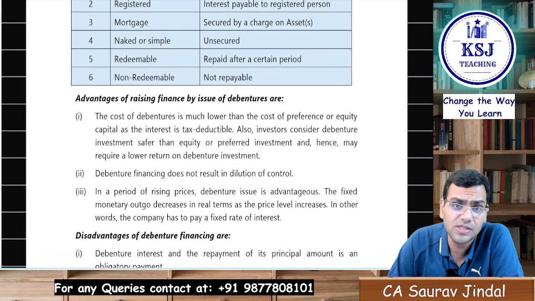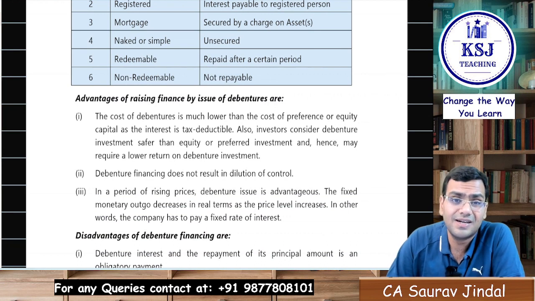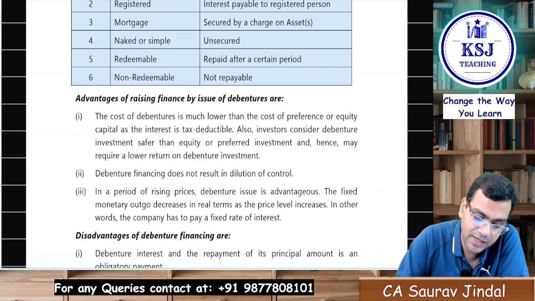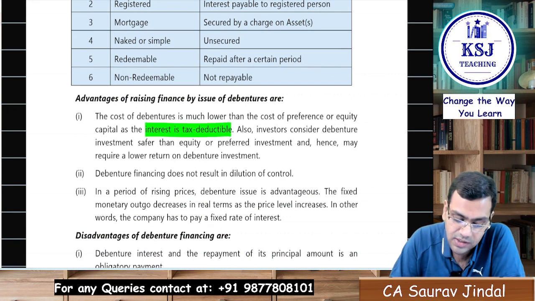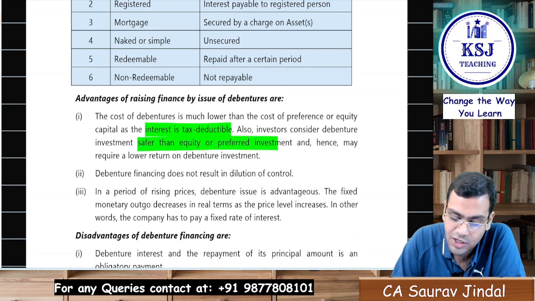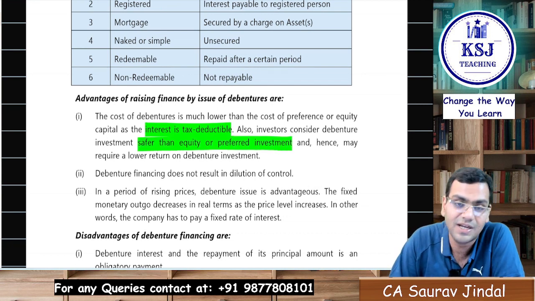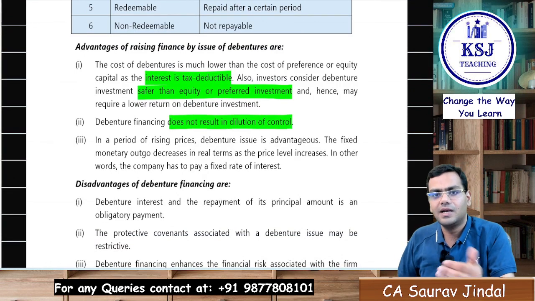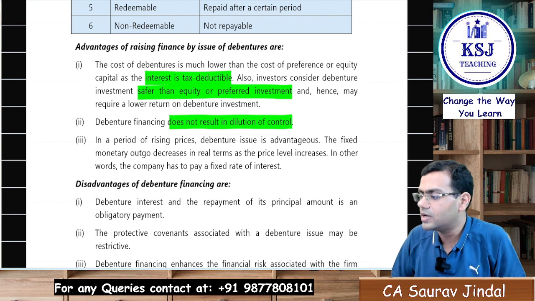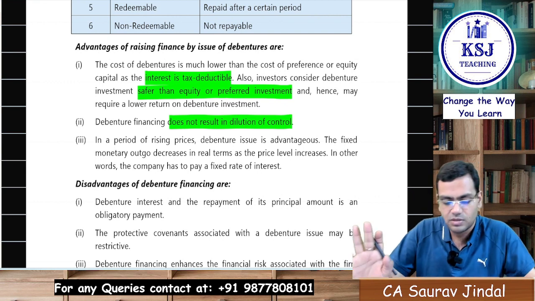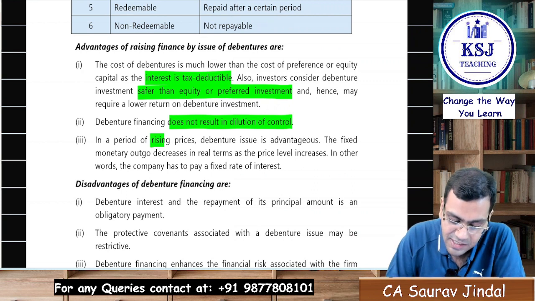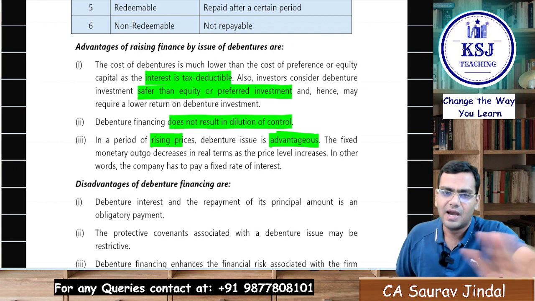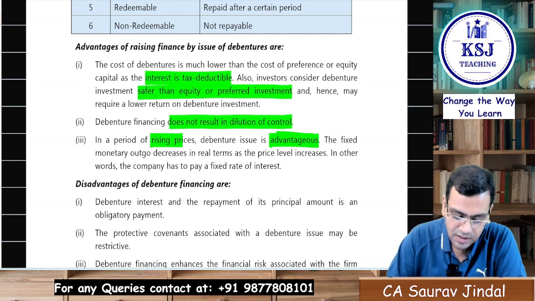What are the advantages? The biggest advantage is interest is a tax deductible expenditure. Investors consider the debenture investors safer than equity or preferred investment, and hence may require a low return on the debenture investment. Financing does not result in the dilution of control, because the debenture holders are not the owners of the company, so there is no dilution of control. Safer option. In a period of rising prices, the debenture issue is advantageous because you have to pay only a fixed rate of interest and nothing more, nothing less.